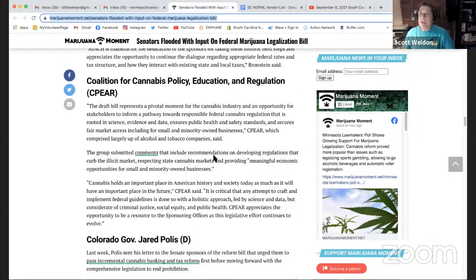And again, going into thanking them a little bit. Coalition for Cannabis Policy, Education, and Regulation. I must say, after our meeting, I'm going to have to go back and look into a couple of these groups because I don't know who they are necessarily. Their group submitted comments that included recommendations for developing regulations that curb the illicit market, respect state cannabis markets, and provide meaningful economic opportunities for small and minority-owned businesses.